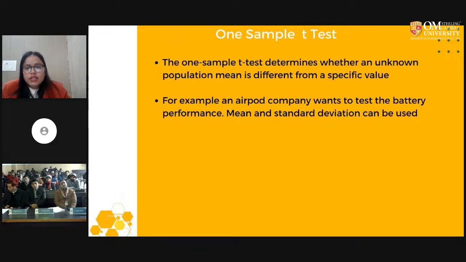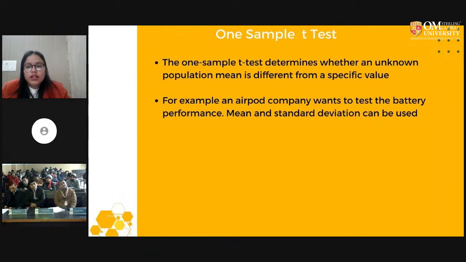For example, an airport company wants to test the battery performance. For example, they have said that this particular airport will work for 10 hours. That means their battery performance is all for 10 hours. Now they want to study whether this particular claim is true or not.